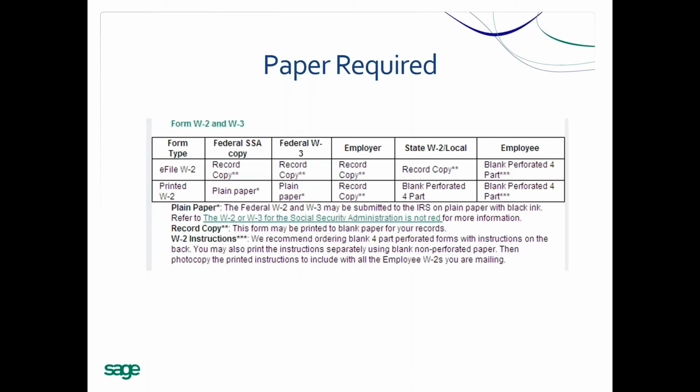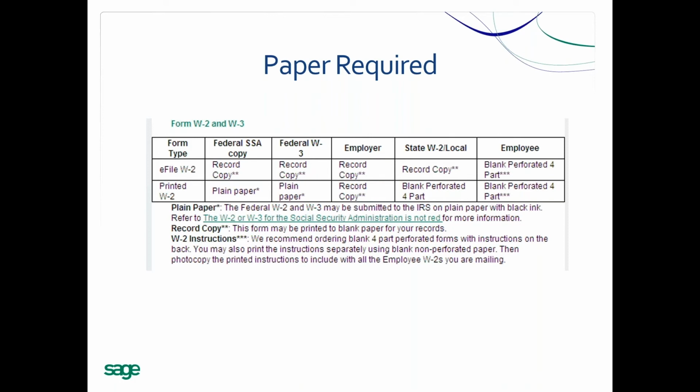One of the other things that you should be keeping in mind right now is the paper that you're going to need for your year-end processing for both W-2s and for 1099s. It's the same as it was last year. Using the Atrix software, you're going to be able to print out to plain paper all the copies of all the forms.